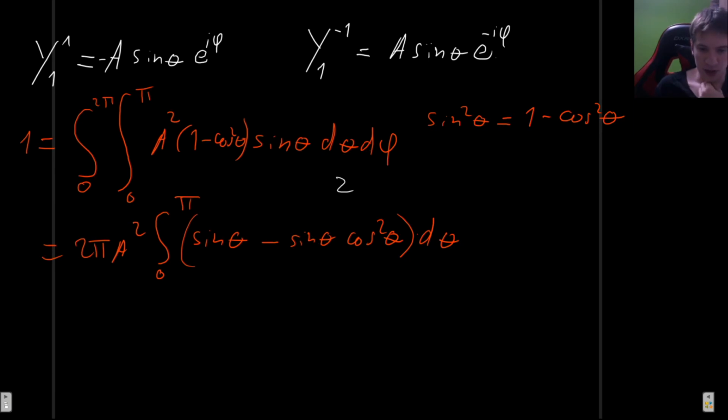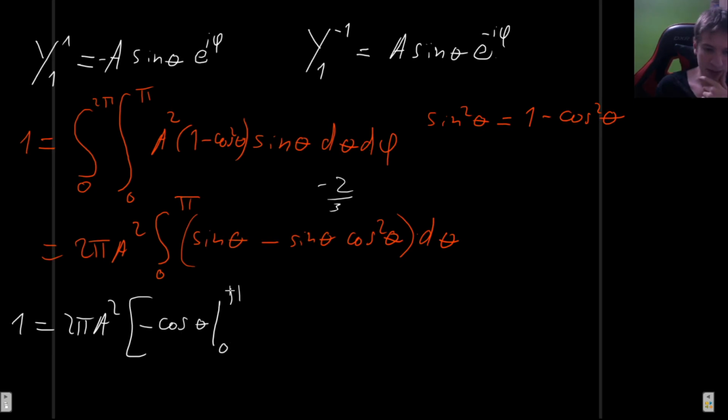So this right here is going to be minus 2/3, but there is already a minus in there. So let's see, we got 1 is equal to 2 pi a squared. And then, well, we still have to integrate the sine, but that is easy. And in fact, we already solved that before. I don't know if it was in this video, I think it was the previous one. So that's going to be minus cosine theta evaluated between 0 and pi.